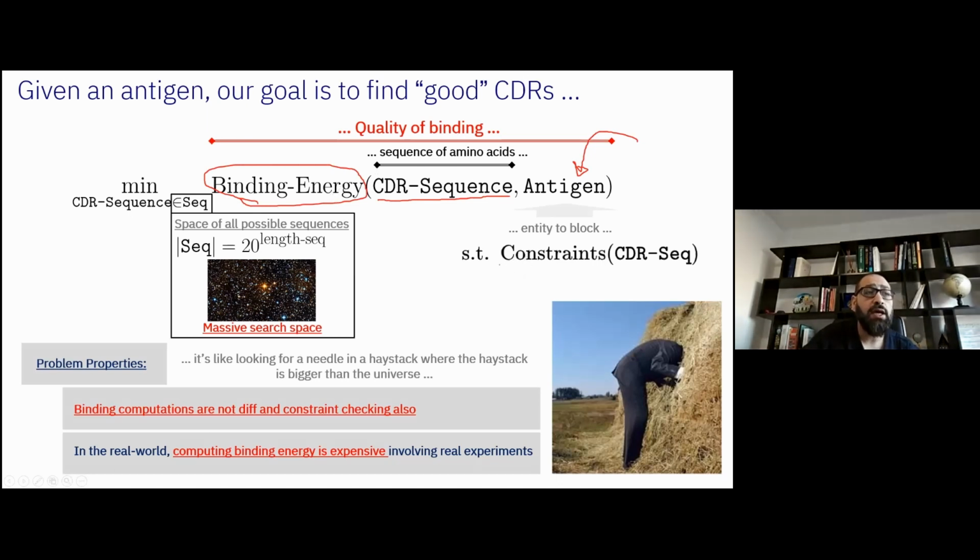And of course, we have constraints here, and these constraints are critical because not every sequence is allowed. There are sequences that are hard to manufacture in the real world, which we don't want to get out of the algorithm. There are sequences that have very high toxicity, which we want to reduce as well. And we have sequences with a hydrophobic constraint, meaning dissolution in water, which we also want to constrain. So my problem is to minimize the binding energy with respect to the CDR sequence of the antibody, subject to constraints.